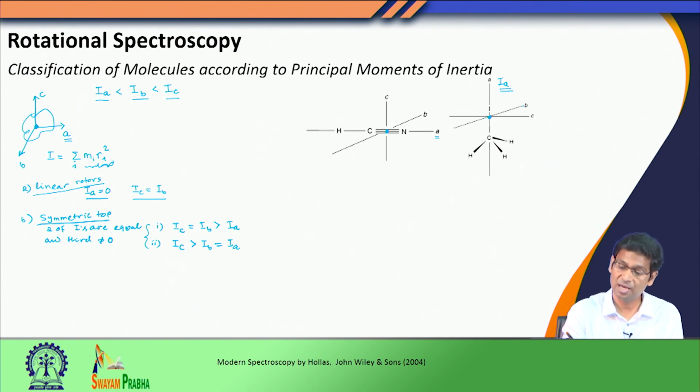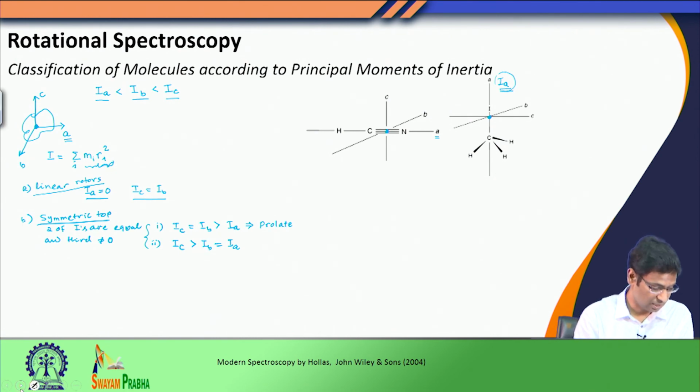So, therefore, I B and I C are going to be equal, and they are going to be greater than I A, and I A is not 0, unlike a linear molecule. So, in this case you would see I B and I C are equal and I A is much smaller. So, therefore, this methyl iodide belongs to this class of symmetric top. There is a separate name for this class of symmetric top, we call them prolates. So, here this condition is satisfied.